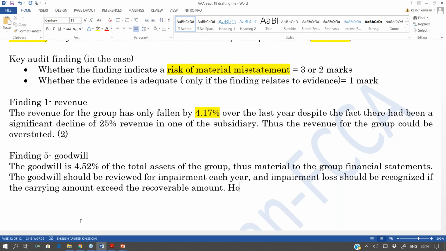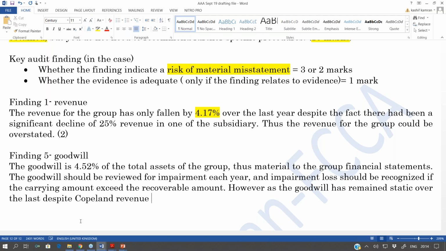Now the risk. However, as the goodwill has remained static over the last year, despite, now see how you're connecting the case, despite the subsidiary's planned revenue falling by 25%, there is a risk that goodwill could be overstated. So how many marks am I getting for this whole paragraph? 3. And is it exactly the same way I was writing the answer yesterday?